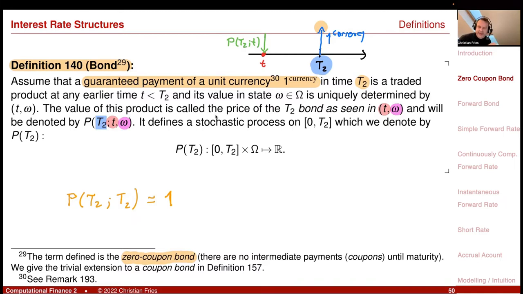But apart from that, this thing is nice because it has just a single parameter that distinguishes the objects, and there's no other convention involved. There's no time discretization, no way of compounding involved. So this is what I like. As a mathematician, I have a very clean atomic object as the basis.